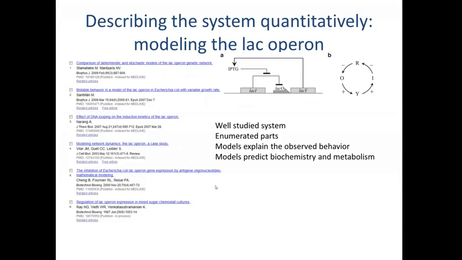So here's a system that's very well studied, modeling the lac operon. If you look in PubMed, there are literally dozens and dozens of papers that quantitatively model the lac operon, and it works quite well. That's because it's an extremely well-studied system with enumerated parts. The models that have been developed explain the observed behavior, and in fact, they even predict biochemistry and metabolism. They predict things that haven't already been measured. So that's when you really understand a system: when you can predict things about it that you didn't already know.